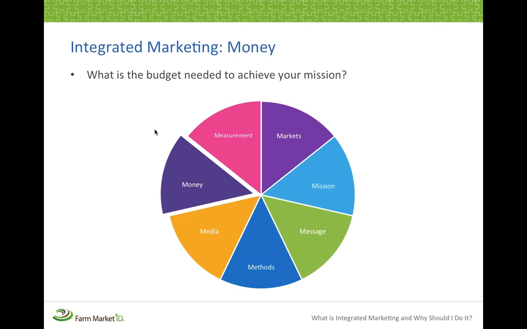And next is the money portion. At this point, you are putting a budget together. The important thing here, what do you need to achieve the mission? You've established your methods, wish list for media, and now you put the plan together in a budget. The key here is don't spend more than you have to, just enough to get the mission accomplished.